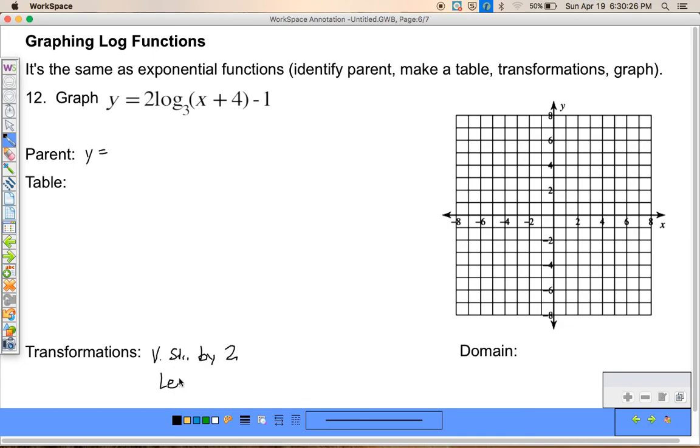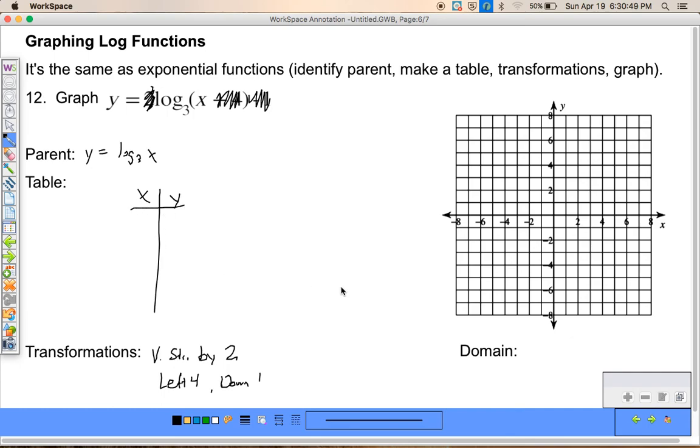Inside is always the opposite, so that has to be left 4. And then the minus 1 has to be down 1. So if we cut out the 2, the plus 4, and the minus 1, our parent function is log base 3 of x. And now we want to make a table for log base 3 of x.